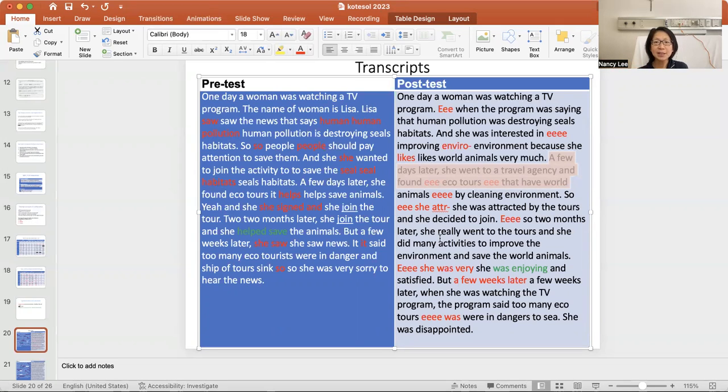Let's have a look at the second half of the transcript. 2 months later, she joined the tour. You can see that, and she helped save the animal. In this particular unit, the participant kind of used a mixture of present tense and past tense. Let's have a look at the transcript in the post-test. She was enjoying and satisfied. So it shows that this participant still has some problems with kind of mixing the verb usage.